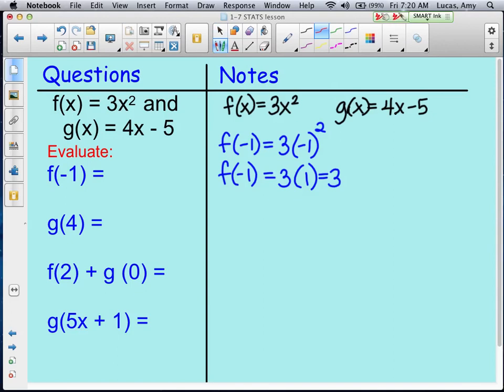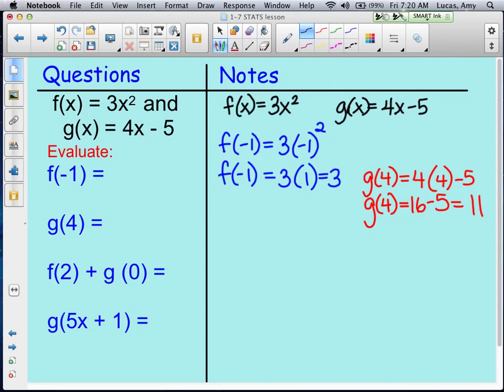My next one, g of 4. I'm going to slide over here. g of 4 equals, so I plug in 4. Now following my order of operations, I would multiply to get 16 and then subtract 5 to get 11.